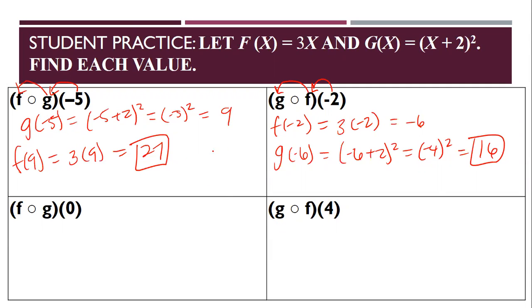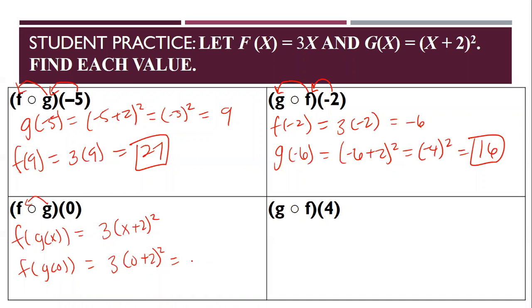All right, if you chose to do option B, I'm going to do it on the last two just to show you. Option B means I'm going to plug in the function first and then the value. So I'm going to find f composed of g of x, which is 3 times x plus 2 squared. And then I plug in the value. And it gives me 3 times 2 squared, which is 3 times 4, which equals 12.